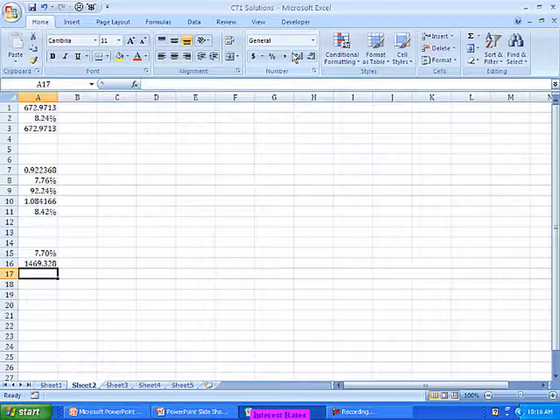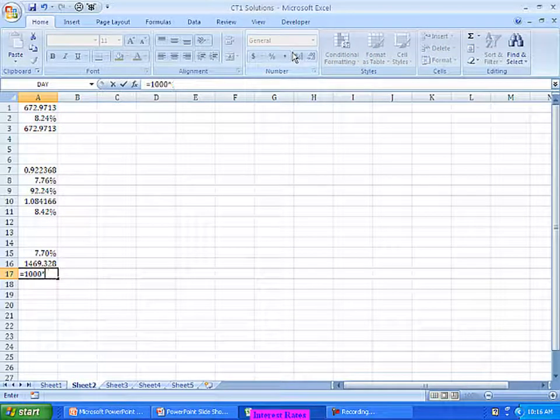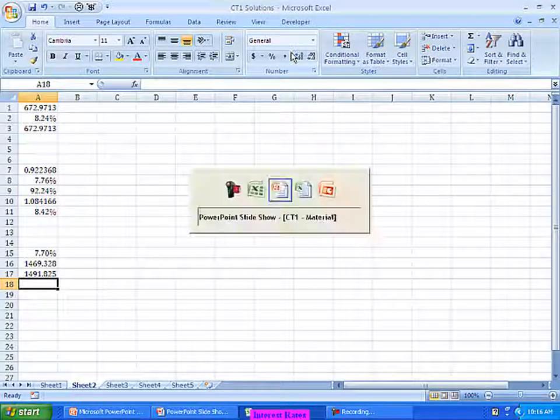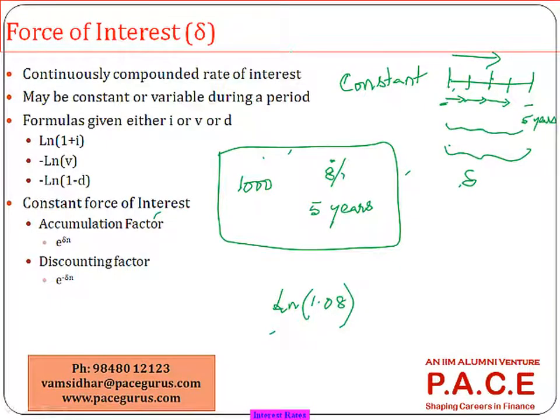But if that 8% was a continuously compounded rate, not the annual effective rate, then I would have got much higher. 8% into 5, which would have given me 1491. Almost on every 1000, I'm getting around 25 bucks extra. So the continuous compound rate actually comes out to be much bigger. Again, some instruments are priced based on a continuous kind of compounding, whereas some of them you see on a discrete, annual, or quarterly basis.